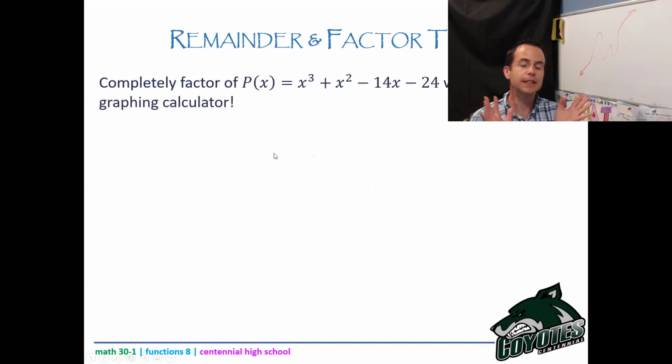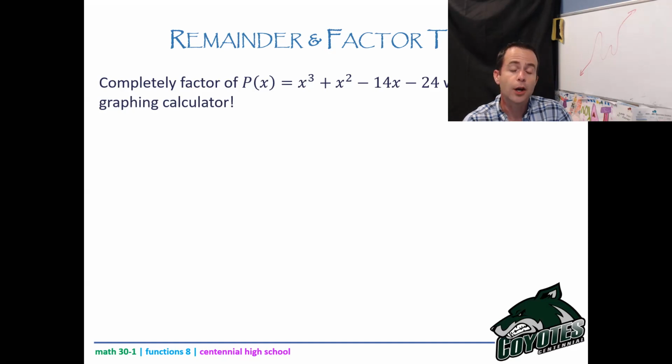Completely factor P of x equals x cubed plus x squared minus 14x minus 24 without using a graphing calculator. Now, when we say without using a graphing calculator, we're saying you can't use the graphing portion. I'm not saying we're going to take your calculator away from you. If you want your calculator for 2 plus 2 equals 0, that is totally fine. But it does mean that we don't want you to actually graph this. We want you to try and find an algebraic process.